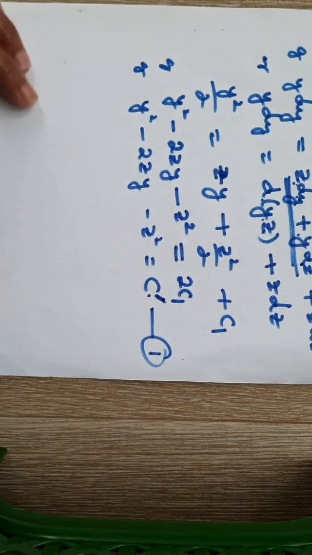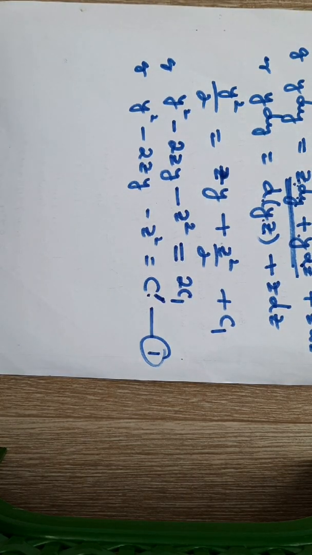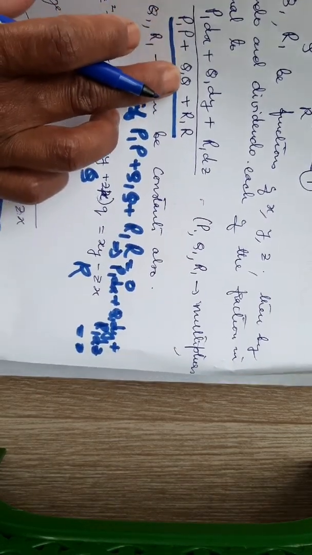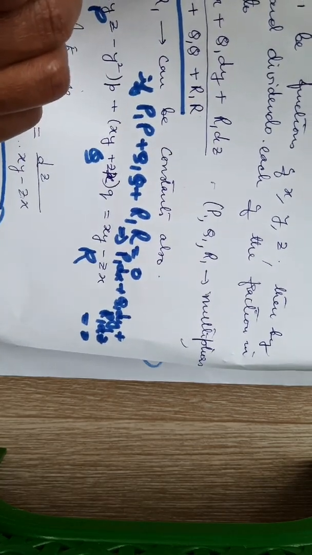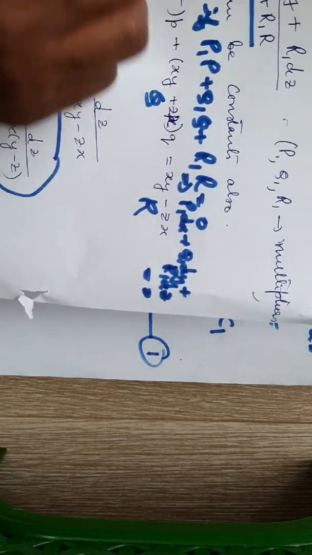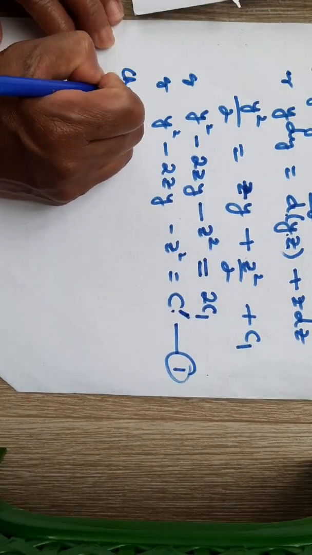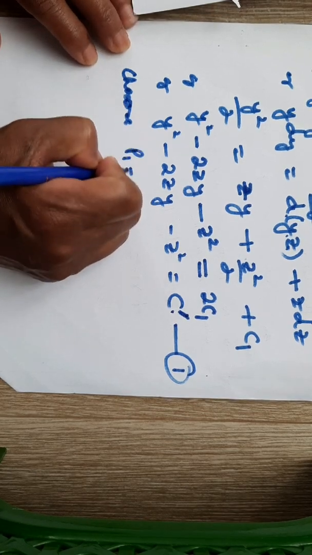So to get another independent solution, in this case I have to use suitable multipliers in order that the denominator, p1 P plus q1 Q plus r1 R, will become 0. So I have to take suitable multipliers p1, q1 and r1 in order to make the denominator equal to 0. Now let us choose, in this particular case, p1 is equal to x.